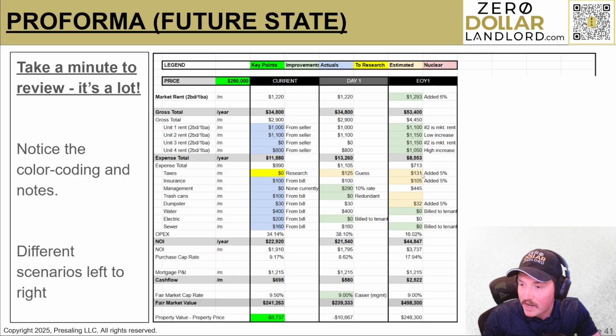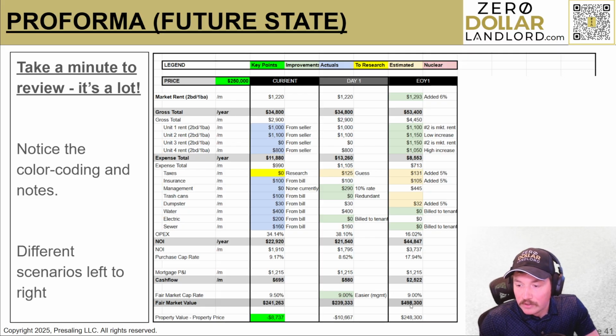5% add for your taxes. I'm just guessing on those, so I highlight in yellow. Insurance, I'm going to tack on another 5%. Trash cans, it's redundant, and that's already gone, so we got rid of that. Dumpster, 5%, etc. But now look at our OPEX. Oh, and we bill back the sewer too, and then we also would bill back the water. So our OPEX would now shoot all the way down to like 16%.